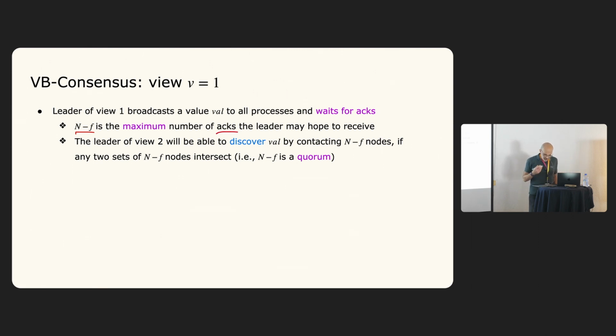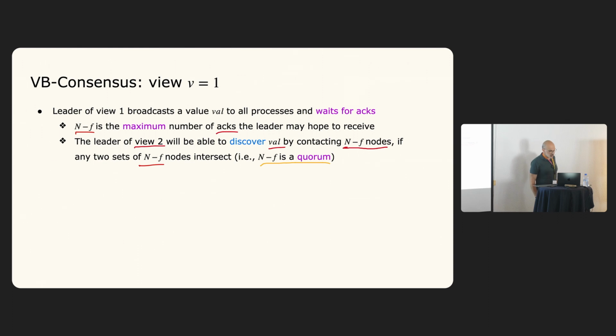Okay, so the important thing is that the leader of the subsequent view needs to be able to discover which value was proposed by the first leader, right? So that's something that we need for agreement. So again, the way to do this is by contacting n minus f nodes, because that's the maximum you can contact, right? So for that to work, any two sets of n minus f nodes must intersect. So that means that n minus f is something known as a quorum. Okay.